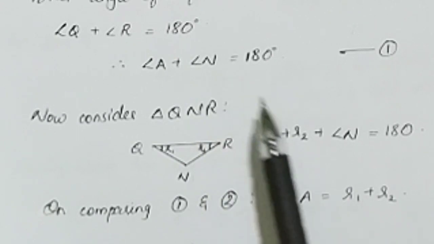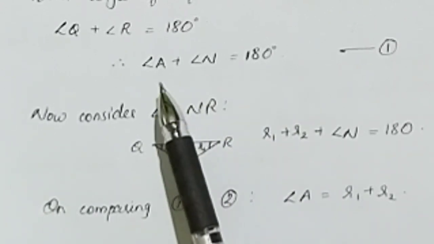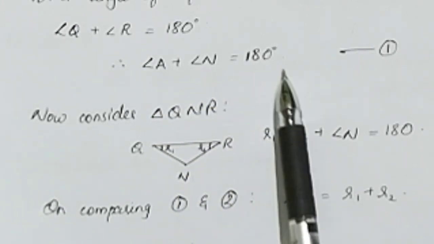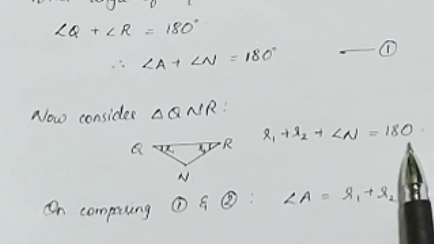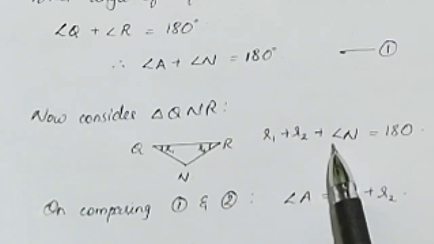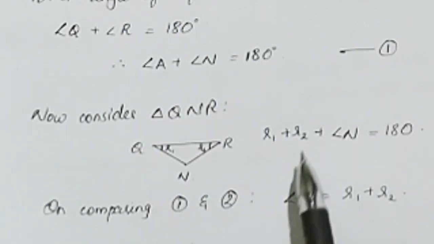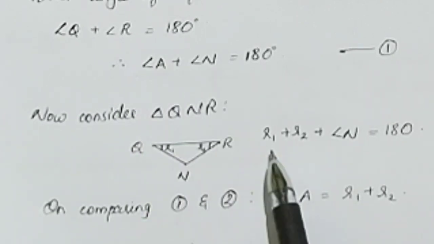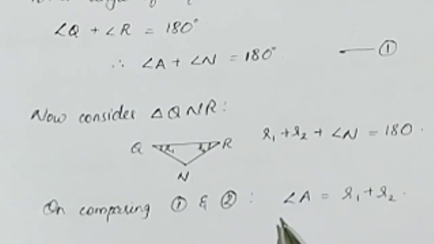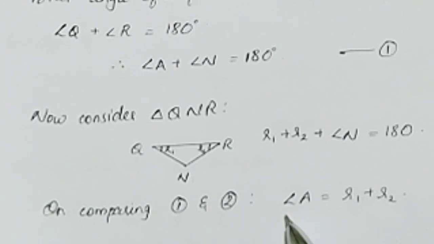Thus we obtain two relations based on the quadrilateral and the triangle, that angle A plus angle N is 180 and R1 plus R2 plus angle N is 180. So on comparing these two equations, we can say that angle A is equal to R1 plus R2. So we obtain angle A to be R1 plus R2, and angle A is known as the angle of prism.